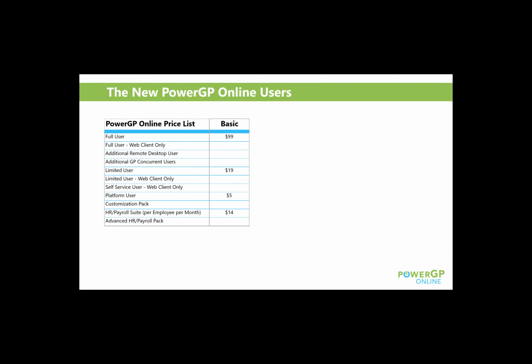We also have a platform user. It's $4 in the basic edition. The platform user is like the Connect user. It's the user that's just going to connect to data. They do not get access to Dynamics GP, so they cannot get into GP at all. And then, of course, we have our HR payroll suite, which I told you was $14 per employee. So standard, here's the pricing for that.